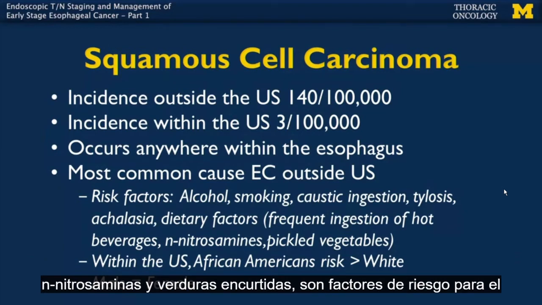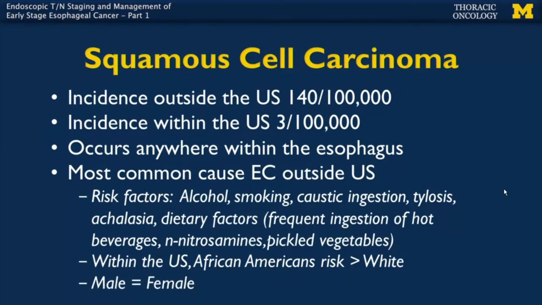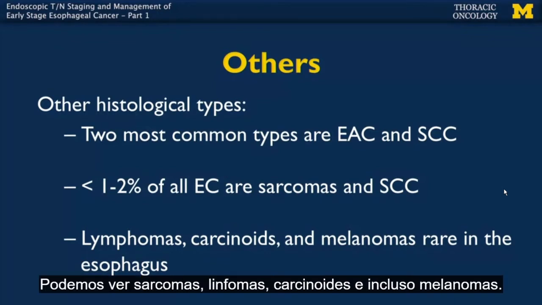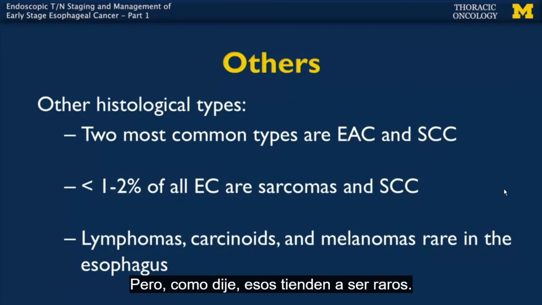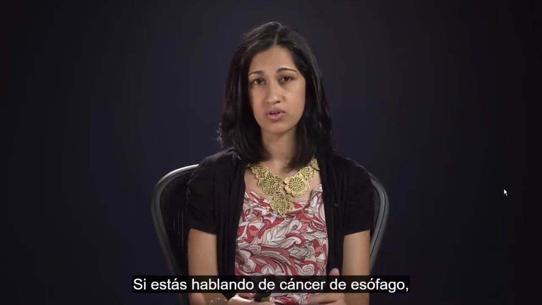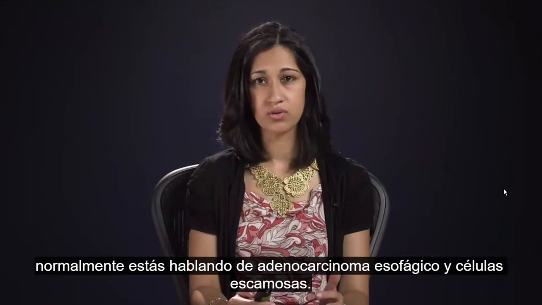squamous cell development. There are other types of esophageal cancers, but they tend to be much less common. We can see sarcomas, lymphomas, carcinoids, and even melanomas, but like I said, those tend to be rare. If you're talking about esophageal cancer, you're usually talking about esophageal adenocarcinoma and squamous cell.